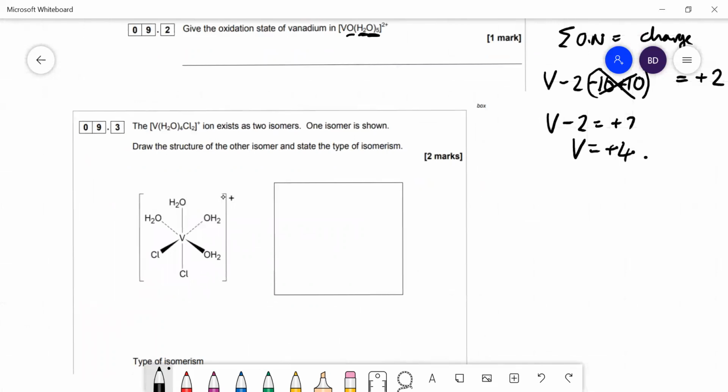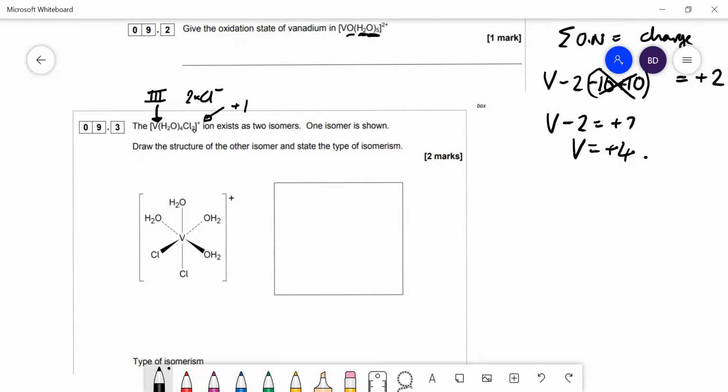Right, so we've got this complex ion with 4 water ligands and 2 chloride ligands. So that means that this vanadium must be in the +3 oxidation state. Each chloride, of course, is Cl-, and the overall charge is +1. Okay, one isomer is shown. Draw the structure of the other isomer and state the type of isomerism.